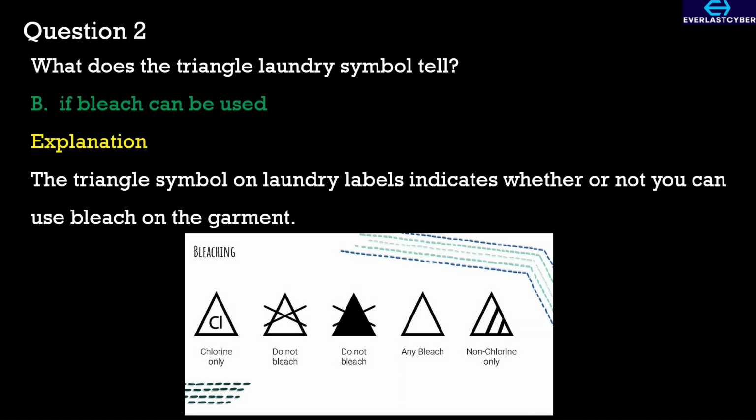Drying instructions are usually shown with a square symbol, so that is not our answer. Dry cleaning is represented by a circle symbol, while ironing instructions are shown with an iron symbol. So whenever you see the triangle symbol on any piece of laundry, know that it shows if bleach can be used.